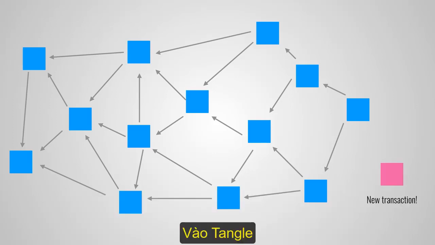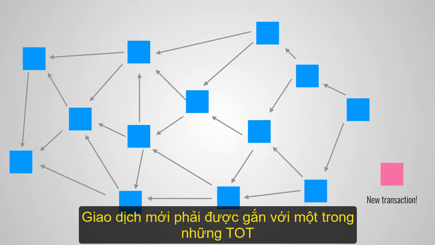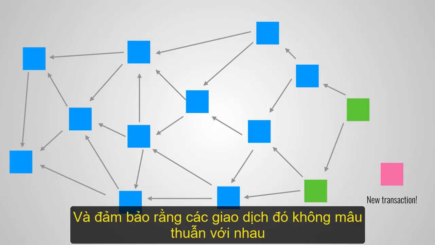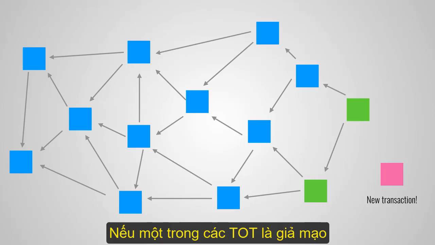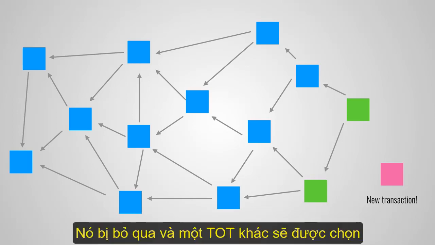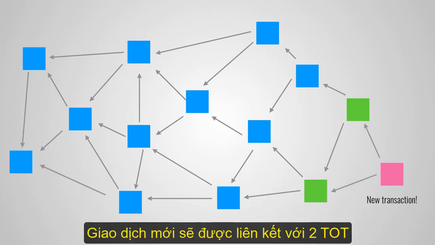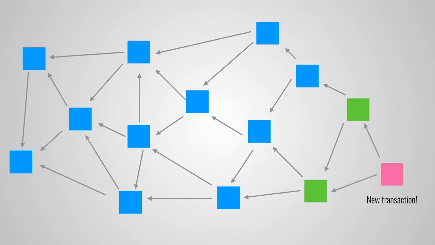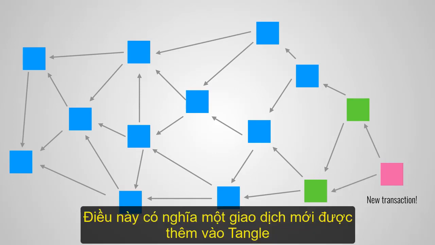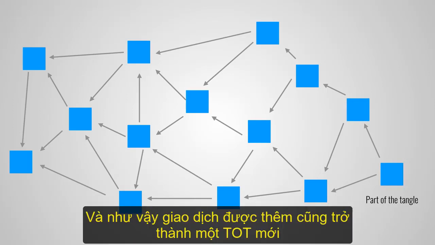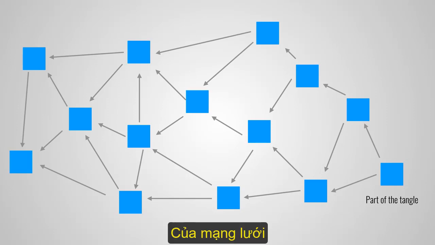transaction to the tangle. We have to attach our new transaction to one of the tips of the tangle. An algorithm selects two of them at random and makes sure that the transactions don't conflict with one another. If one of the tips is a fake transaction, it is ignored and a new tip is selected. If everything checks out, we attach our transaction to the two tips. This adds our transaction to the tangle and verifies two other transactions. And our transaction now becomes a new tip of the tangle.